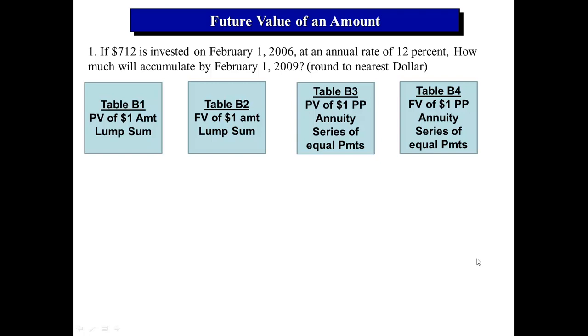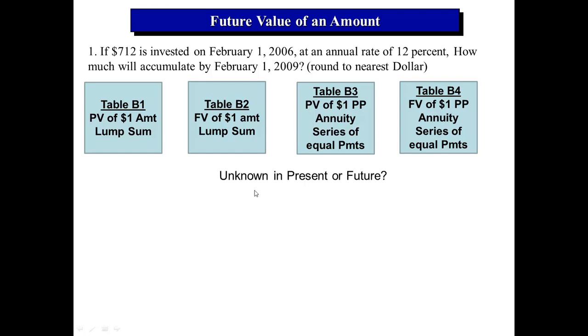So here we go. If $712 is invested on February the 1st of 2006 at an annual interest rate of 12%, how much will accumulate by February the 1st, 2009 to the nearest dollar? I've got all four kinds of tables we're going to use, which are the same in the back of your book, though they may be labeled a little differently: the present value of an amount table, the future value of an amount table, the present value of an annuity table, and the future value of an annuity table.